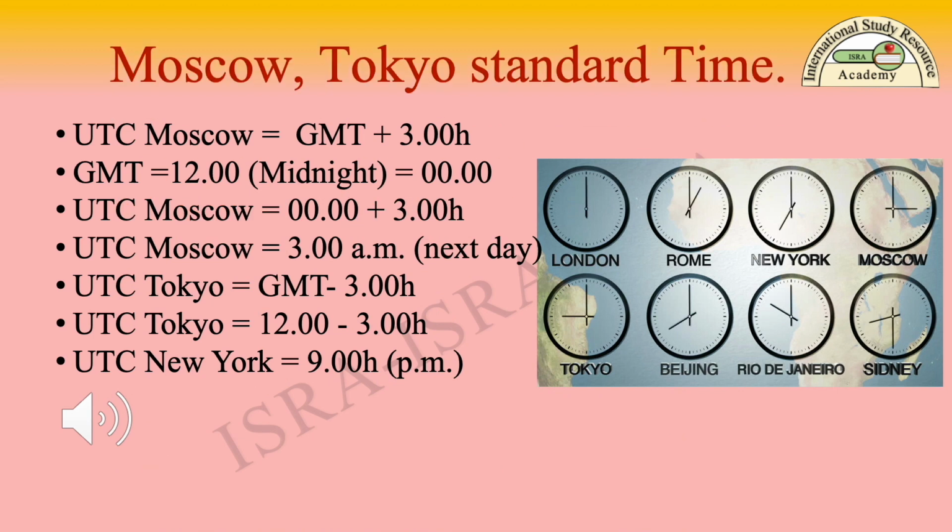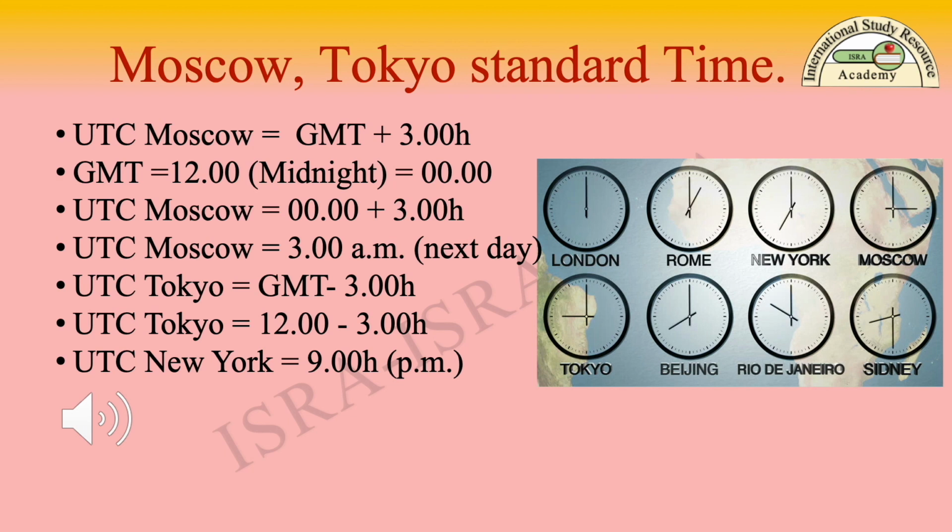Moscow and Tokyo Standard Time in the world. Moscow clock is showing Moscow Standard Time UTC with respect to GMT London. You know UTC Moscow is equal to GMT plus 3 hours. GMT London clock is showing in the diagram 12 o'clock midnight or 24 hours or 0 time. Therefore, UTC Moscow is equal to 00.00 plus 3.00 hours is equal to 3.00 am, and this is next day time.